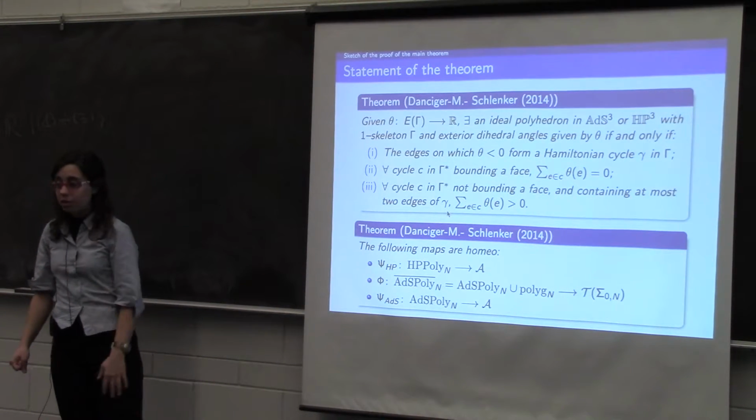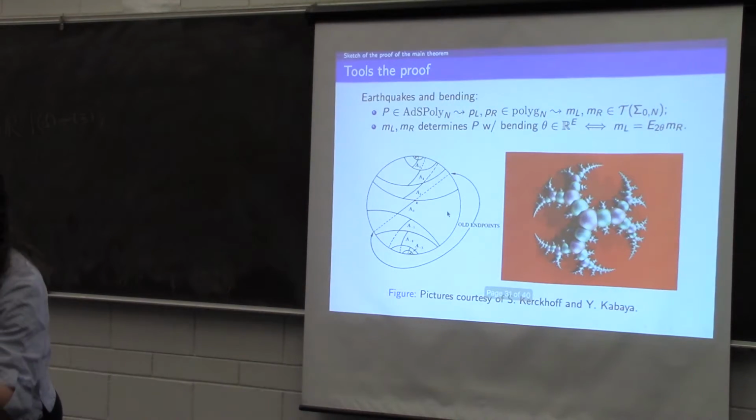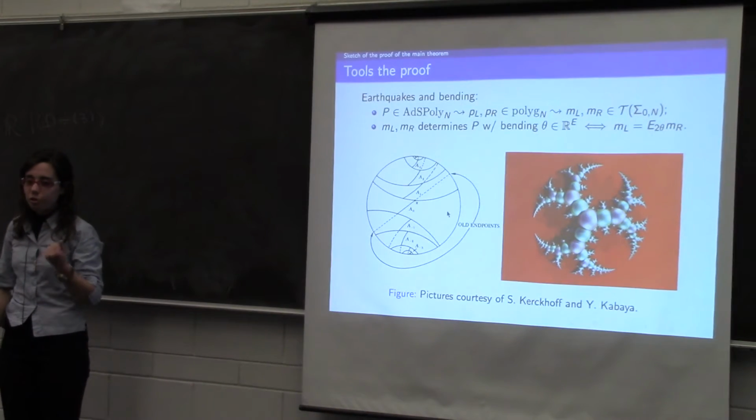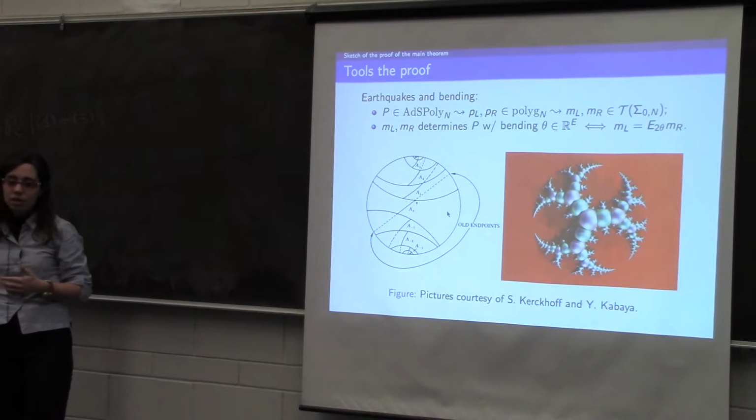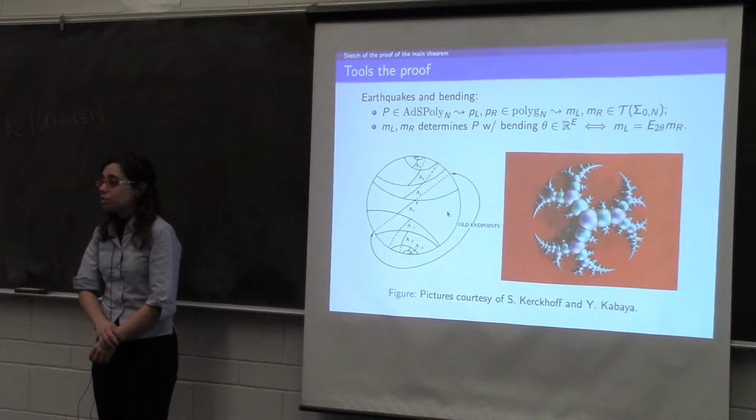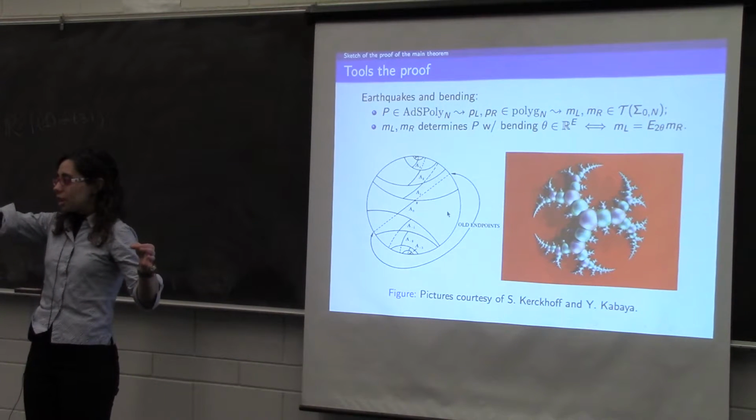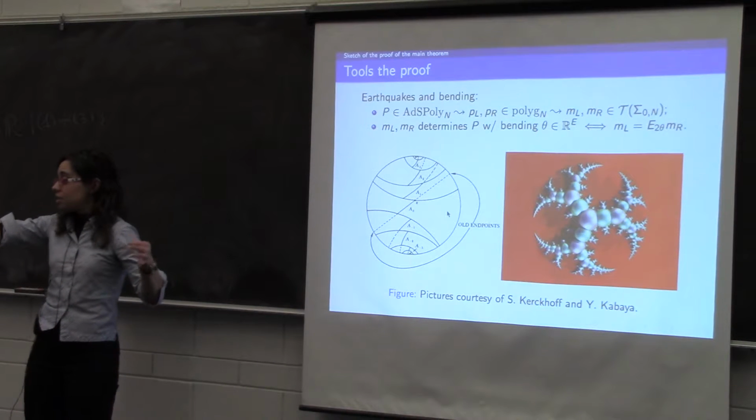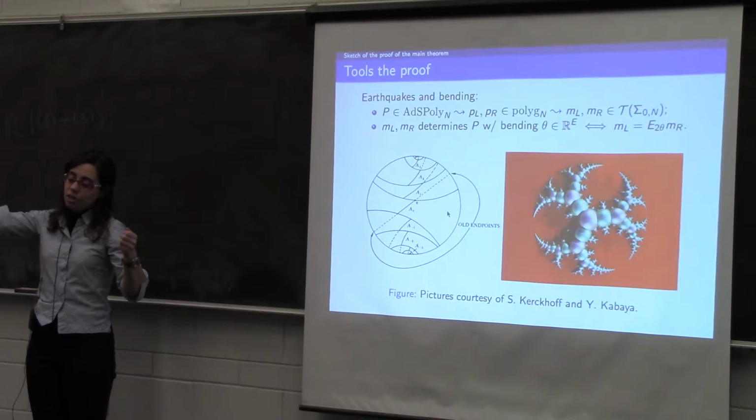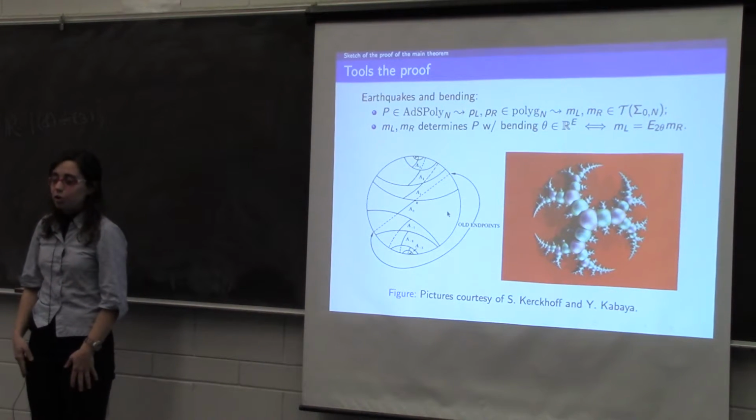anti-de Sitter polyhedra. Okay, so one of the nice tools that we use is the notion of earthquake and bending. This is a tool that in hyperbolic geometry we use a lot, and it is the following. Whenever you have two points in Teichmüller space, then there is a unique lamination such that you can move from one point to the other by doing an earthquake.